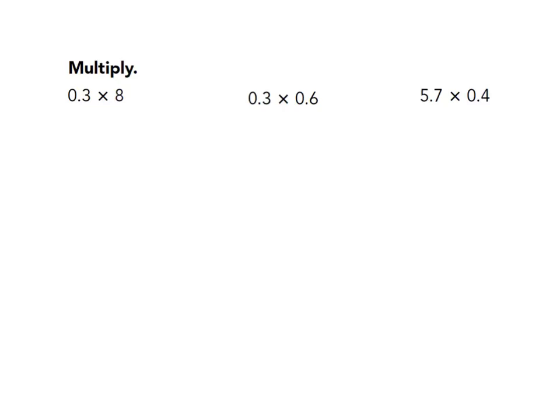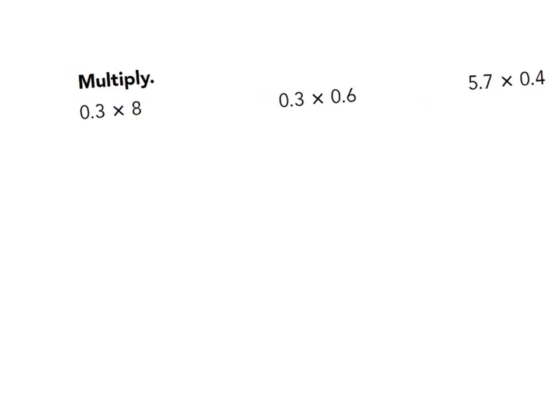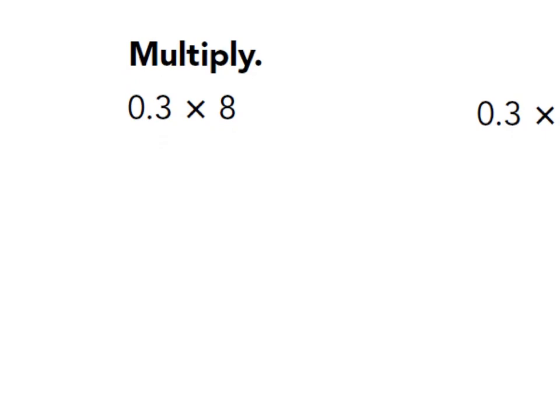When we're multiplying decimals, it's not like addition and subtraction of decimals. We don't line up the decimals. In fact, we sort of ignore them until we're ready to use them. For example, multiply 3/10 times 8. That means I'm multiplying 0.3 times 8.